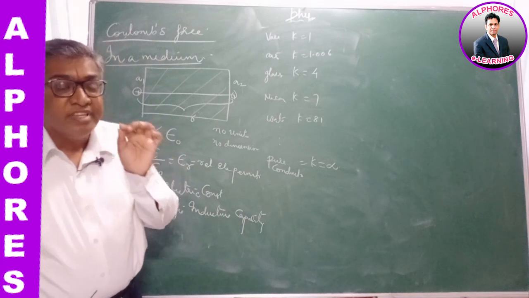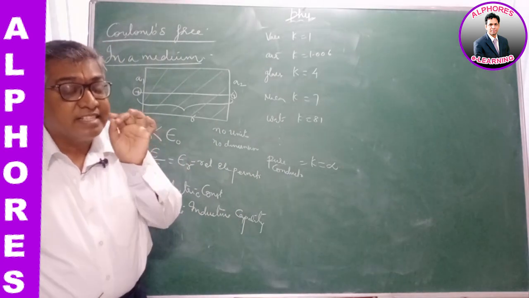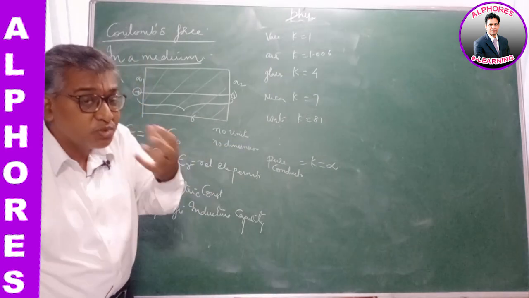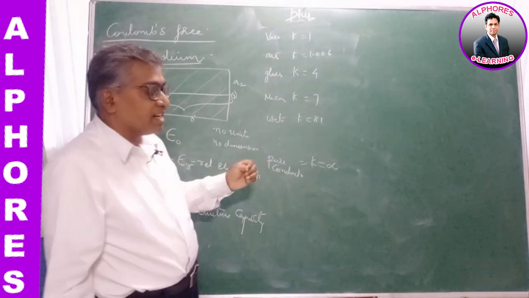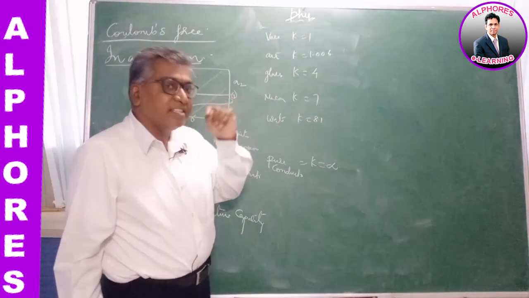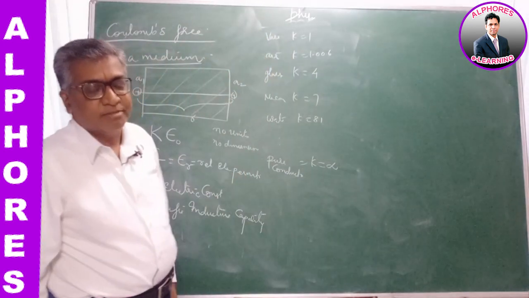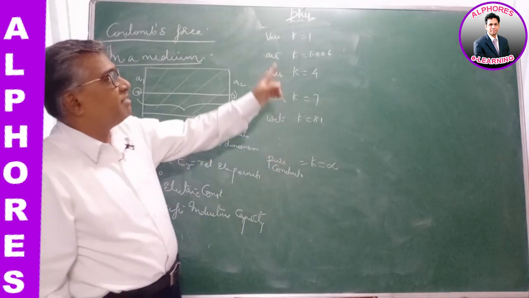In fact, K is a parameter which determines electrical conductivity. For a pure conductor, K is infinite. For the most bad conductor, it is 1. No medium can have a value less than 1.